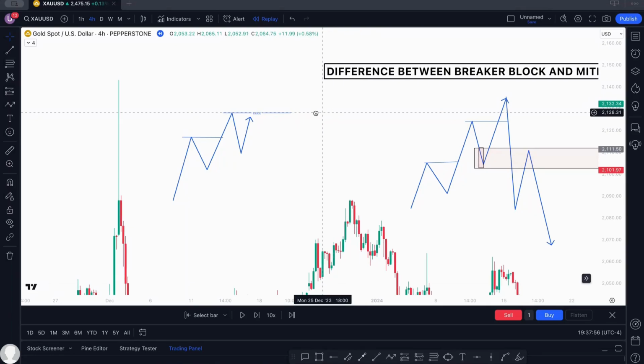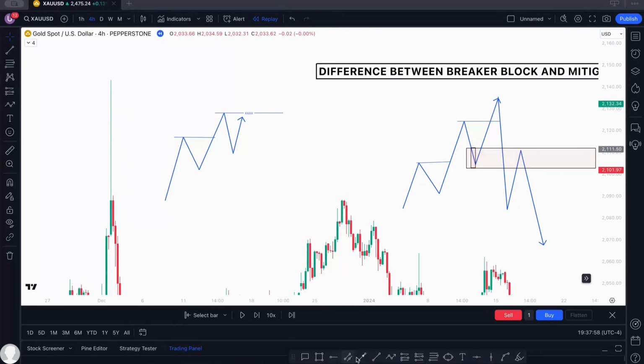But instead, market did not take out the buy side liquidity. What did market do? Market got up here, but it did not take out the buy side liquidity. Market came and broke this low that would have been our order block that would have entered the trade if it had taken this buy side liquidity.